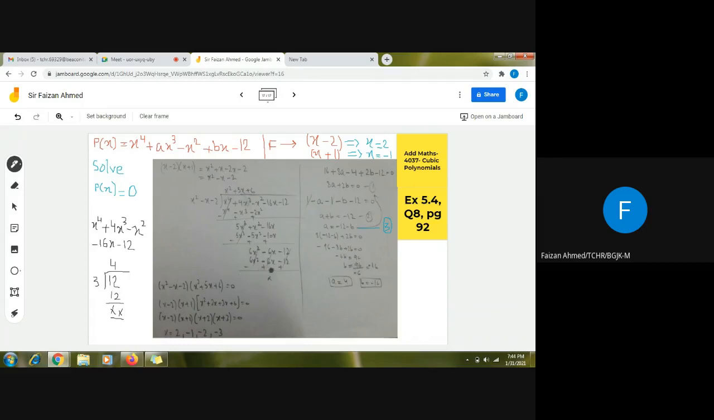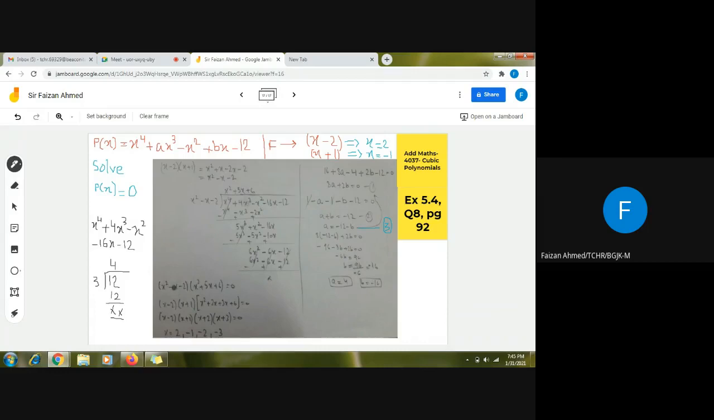And since on changing the sign, I can see that the whole three terms will be cancelled out and nothing will be left. So these are the two factors of the given polynomial. I will just write them like this: x square minus x minus 2, and this will be x square plus 5x plus 6 equals 0 since I have to solve it.